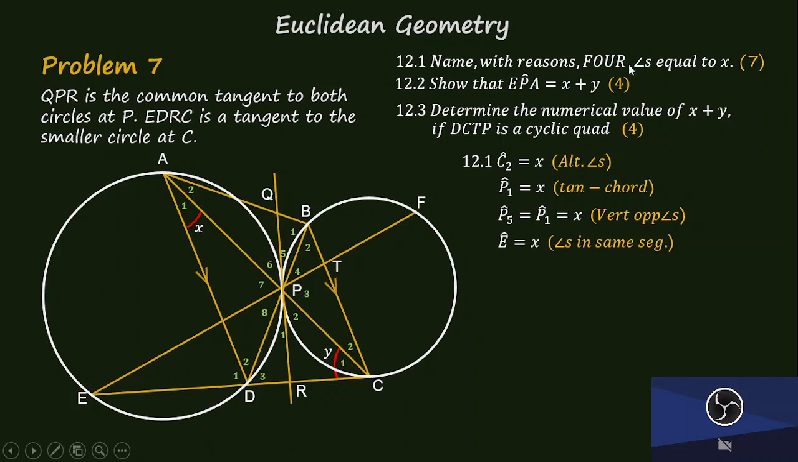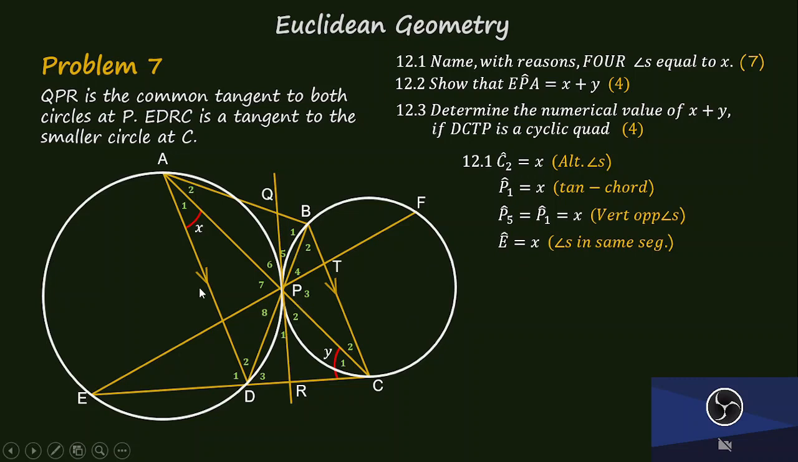Now we managed to get 4 angles that are all equal to X. We found C2. C2 is X. P1 is X. P5 is X. E is also X.